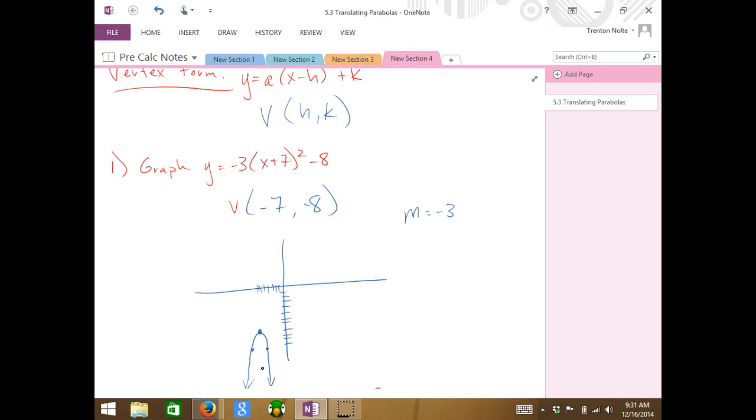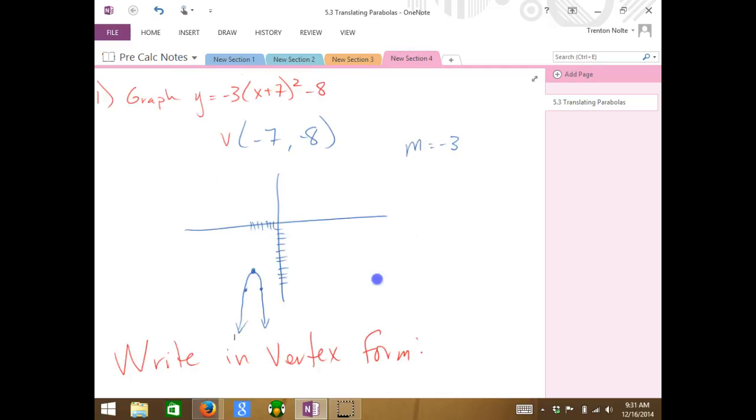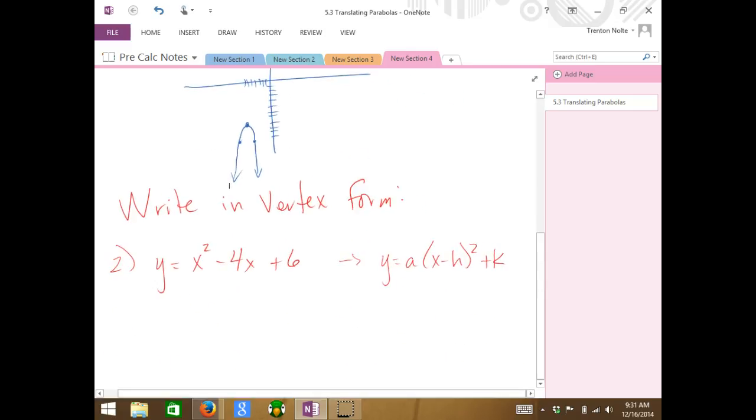Okay, they are going to do one more thing with this. The second thing they're going to do is say, take the standard form and put it into vertex form. So let's say they give us a standard form equation of y equals x squared minus 4x plus 6 and ask us to write it into the vertex form. If I'm going to write an equation from standard form into vertex form, what do I need to find? The h and the k. I need to find the vertex.